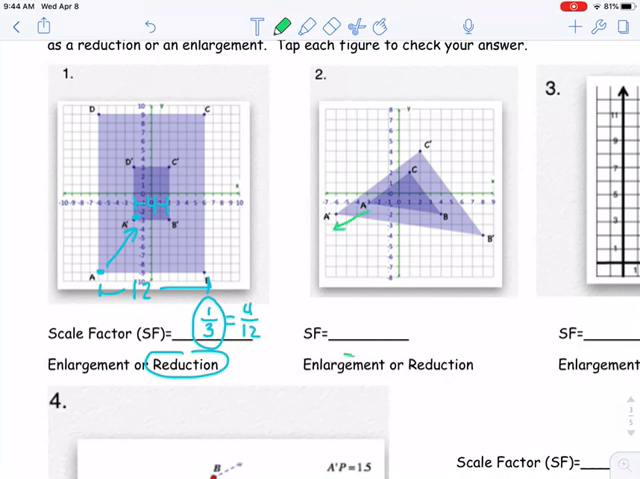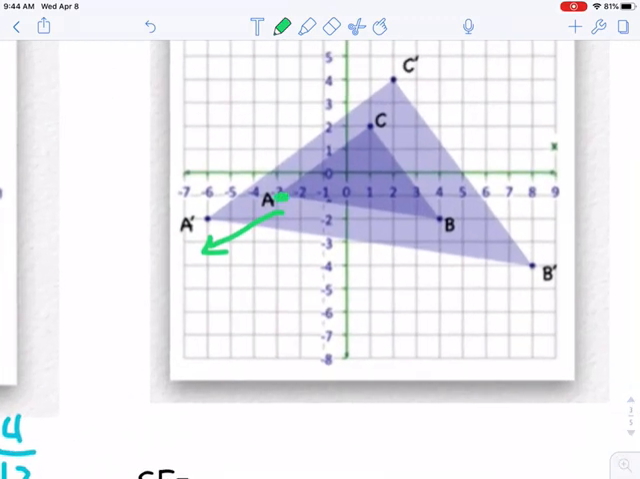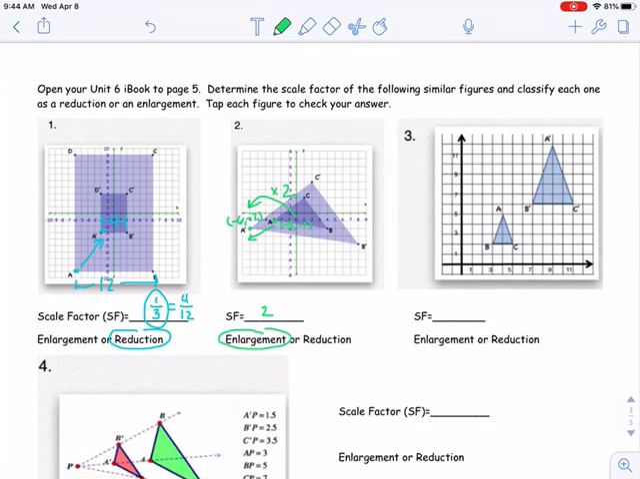In this next case, again, there's a lot of ways to do these problems. From A to A prime, it's getting bigger, so it's an enlargement. Now, these slanted lengths are kind of hard to count. Let's just look at the coordinates themselves. A is at -3, -1. A prime is at -6, -2. So I can tell that I'm multiplying the coordinates by 2. So the scale factor would be 2 in this case right here.